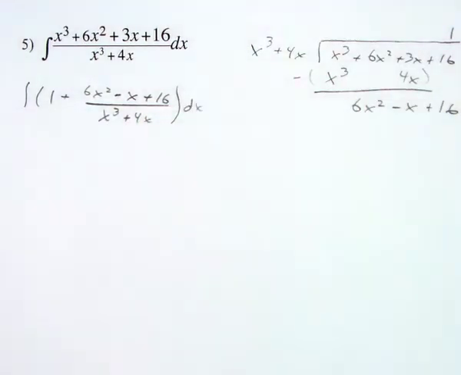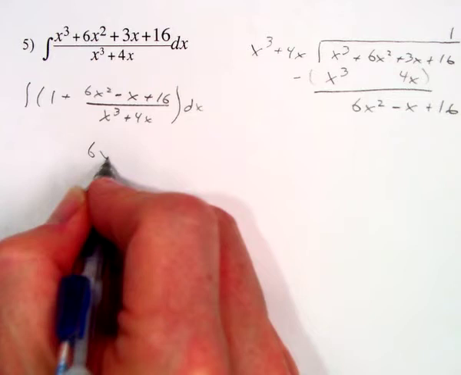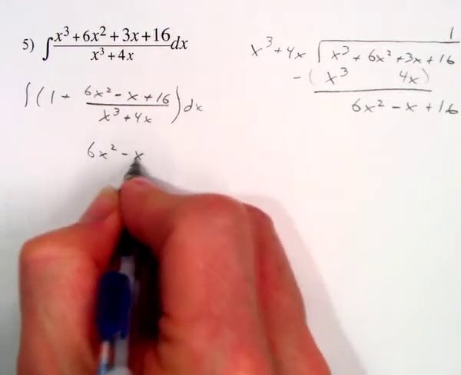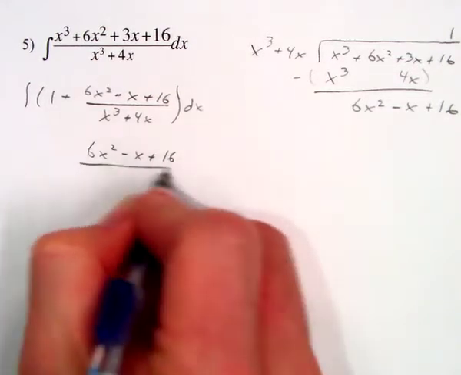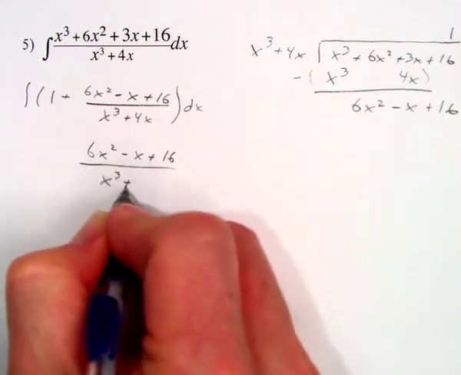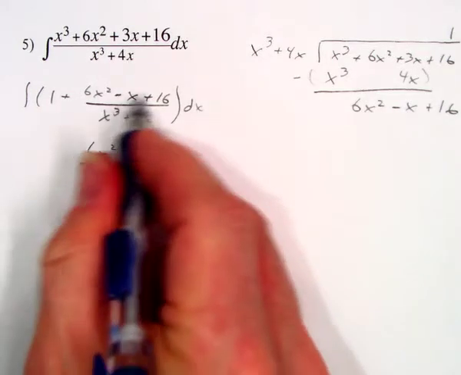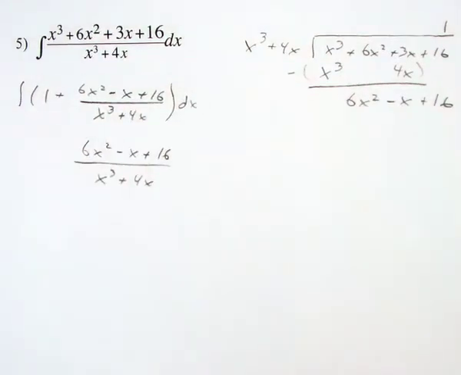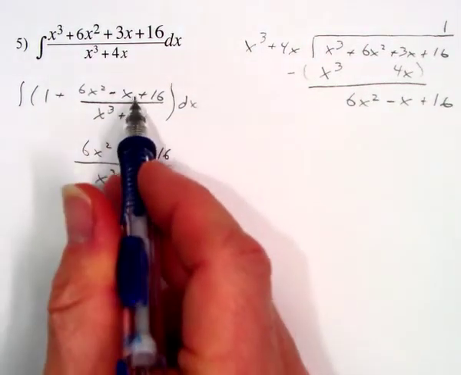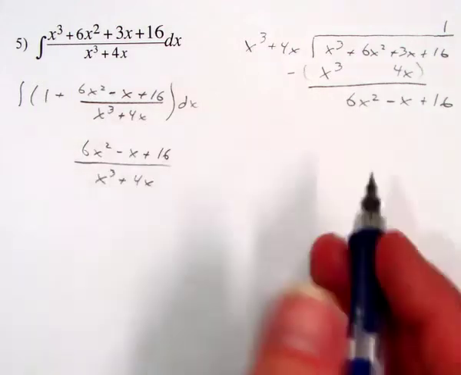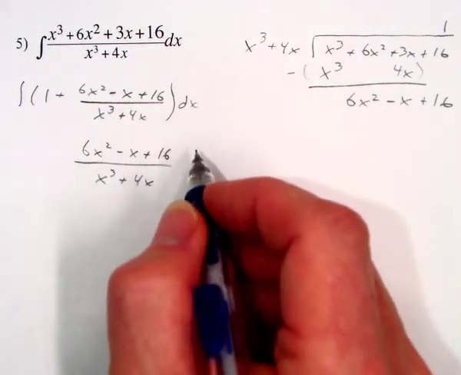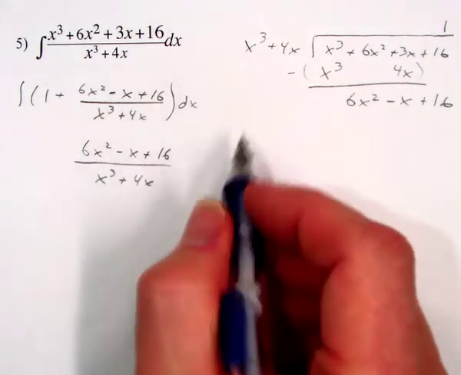The one part's easy. Let's deal with our partial fractions here. 6x squared minus x minus 16. It's actually not the first thing we should do. We should look and see, can we just integrate this? Do we have the derivative of the denominator in the numerator? No, because that would be 3x squared plus 4. And there's no way to multiply to get that.